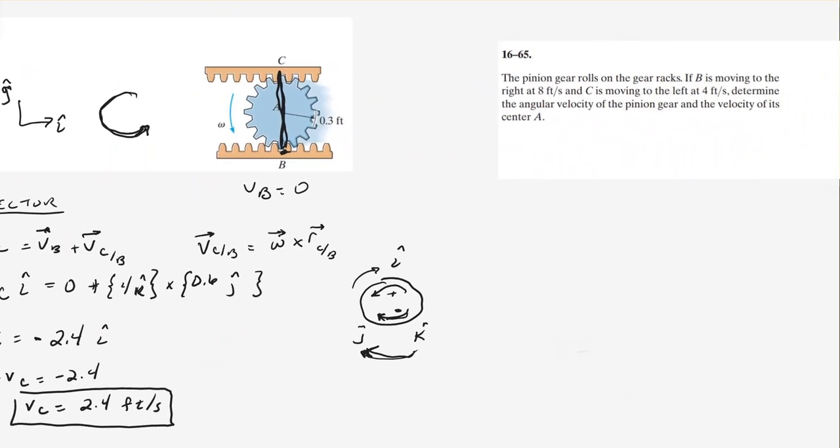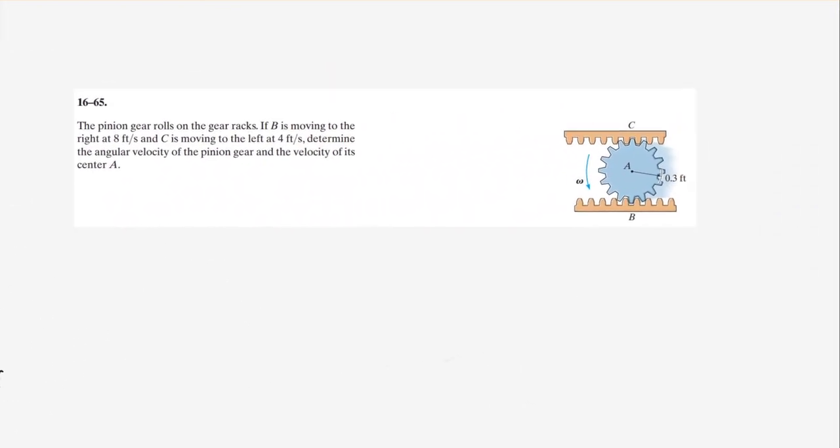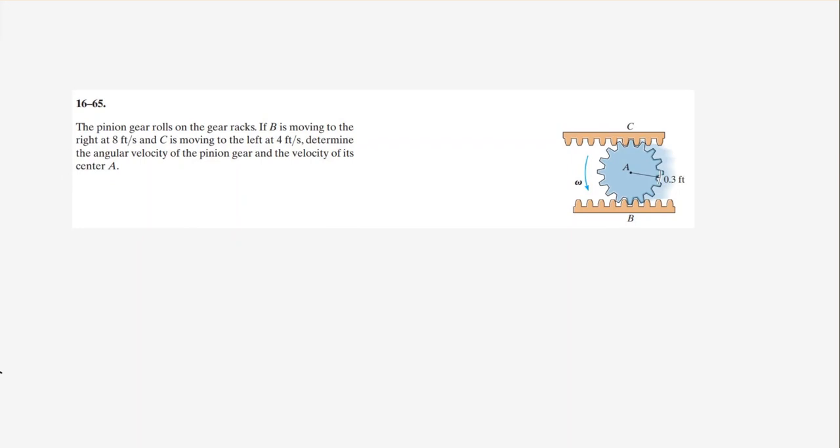So let's move on. Hopefully this new program will let me move on. Let's do another problem. This is kind of the same, but a little ramped up. It says the pinion gear rolls on the gear racks if B is moving to the right at 8 feet per second. So this one is going 8 feet per second. And C is moving to the left at 4 feet per second. Determine the angular velocity of the pinion gear and the velocity of its center at A.